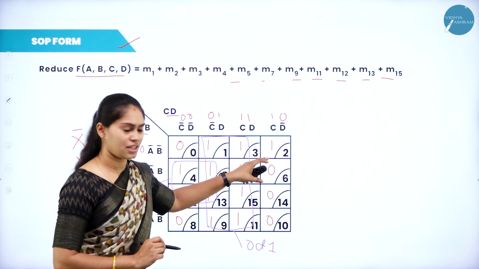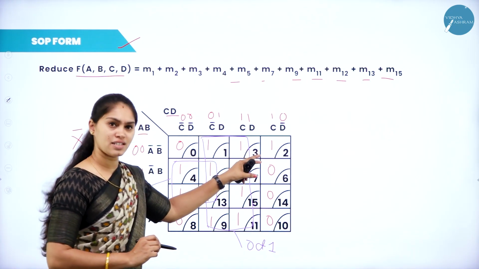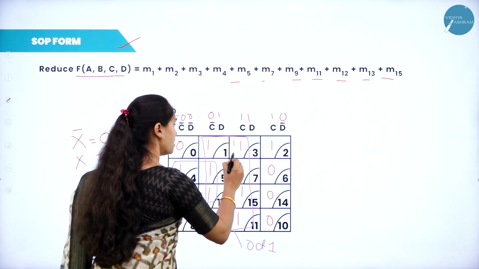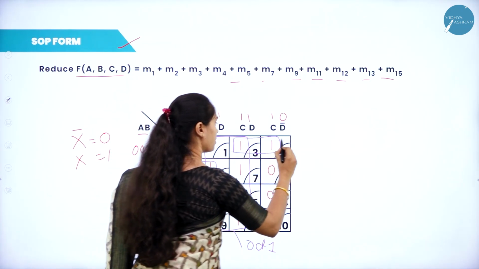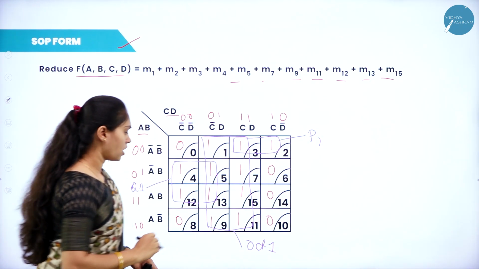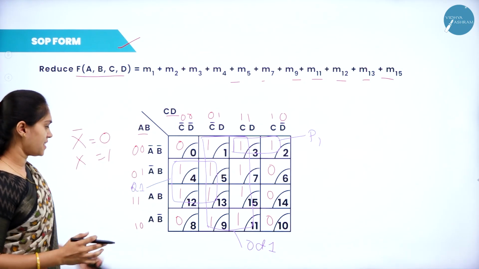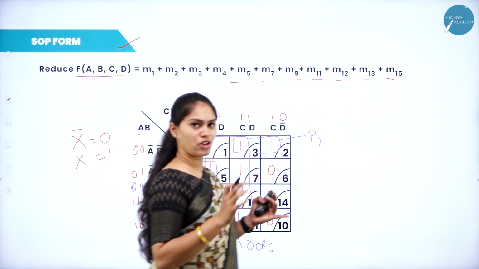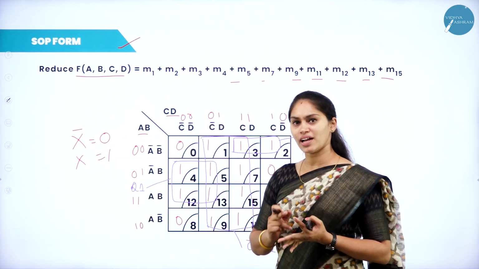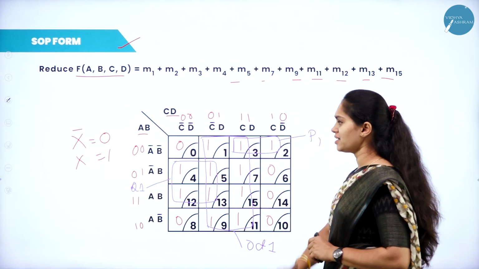Then, did I leave any one here? Yes, I left the one here. I can't make it a quad. Instead of that, I will consider this as a pair. This is pair 1. Octet 1 and quad 1, and we have one pair here. Now I know that I have an octet, a quad, and one pair. So these are my 3 groupings.